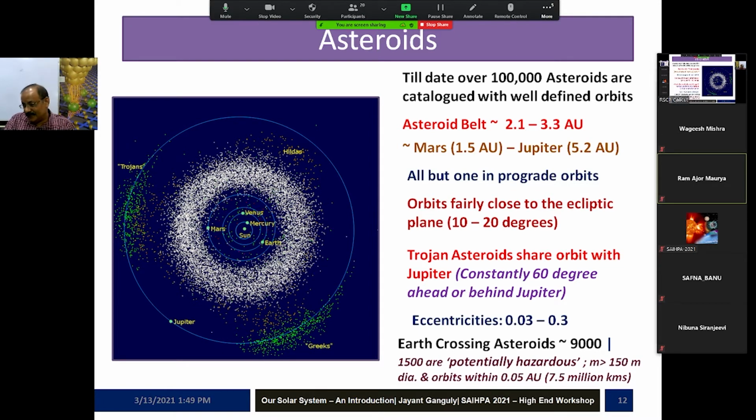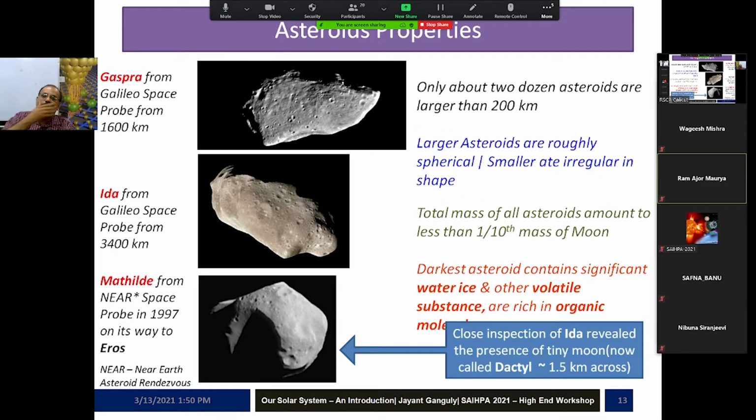And we also see that the eccentricity has a wide range, 0.03 to 0.3, and there are about 9,000 Earth-crossing asteroids, out of which around 1,500 are potentially hazardous. Say, for example, they are 150 meters in diameter, and they orbit within 0.05 astronomical units, so they are moving quite near to us. So it sometimes becomes catastrophic, as I was explaining.